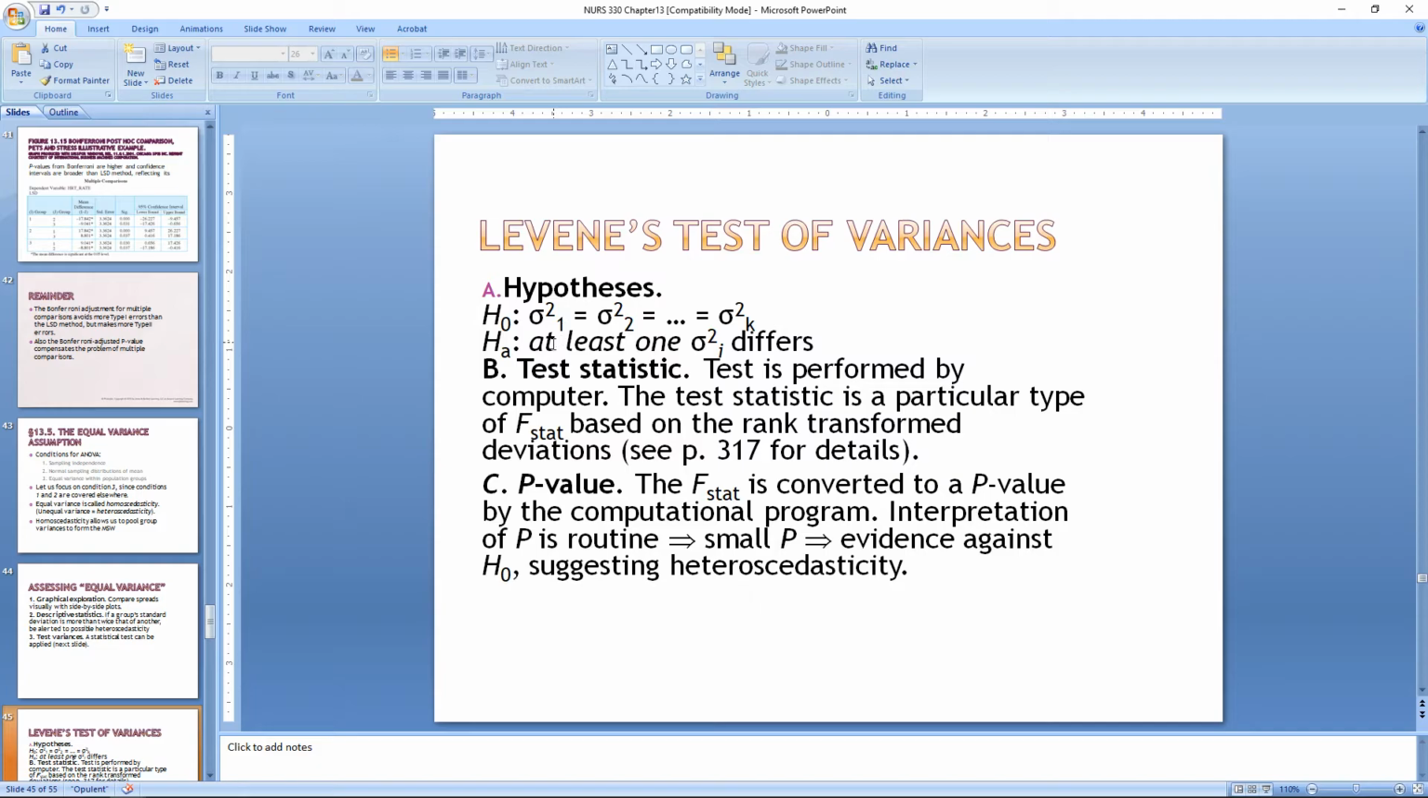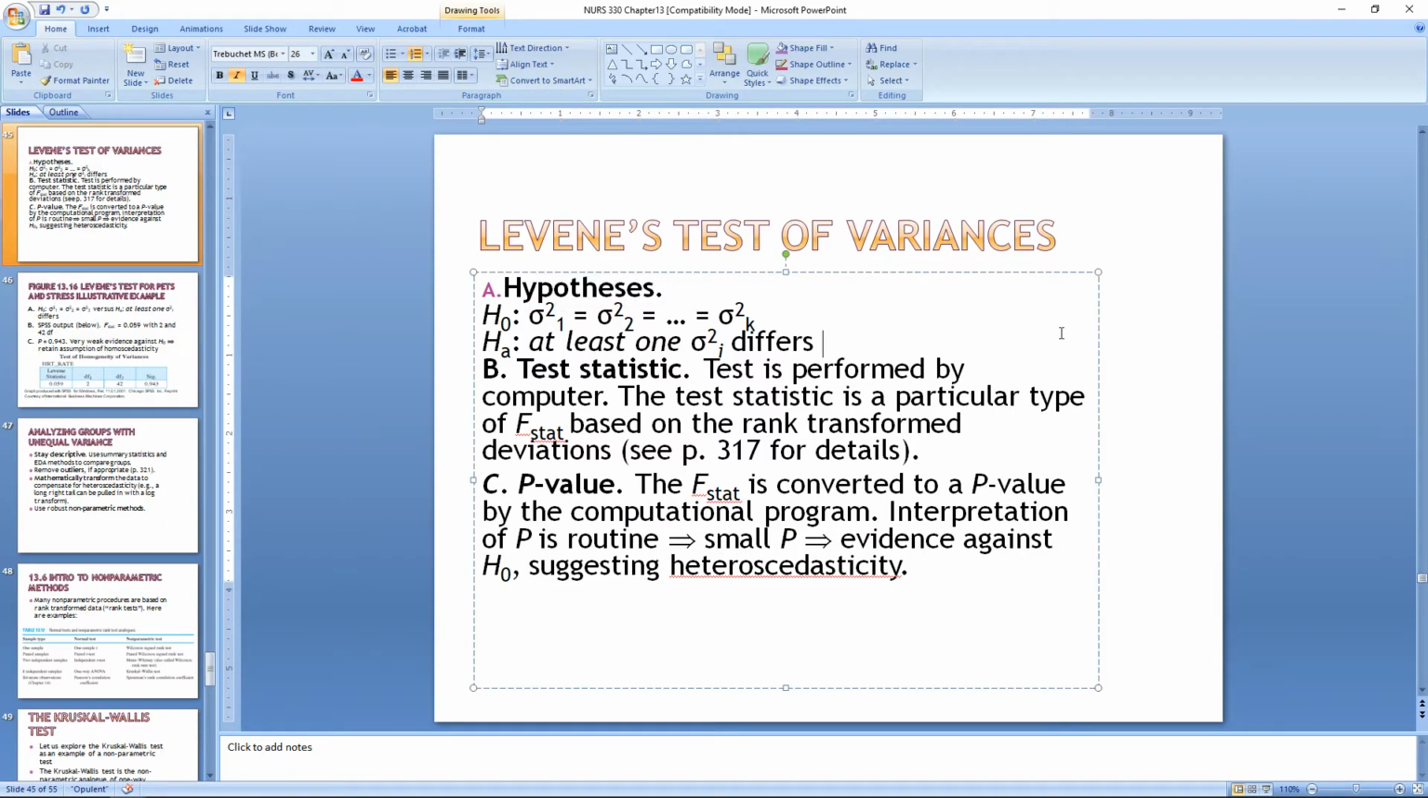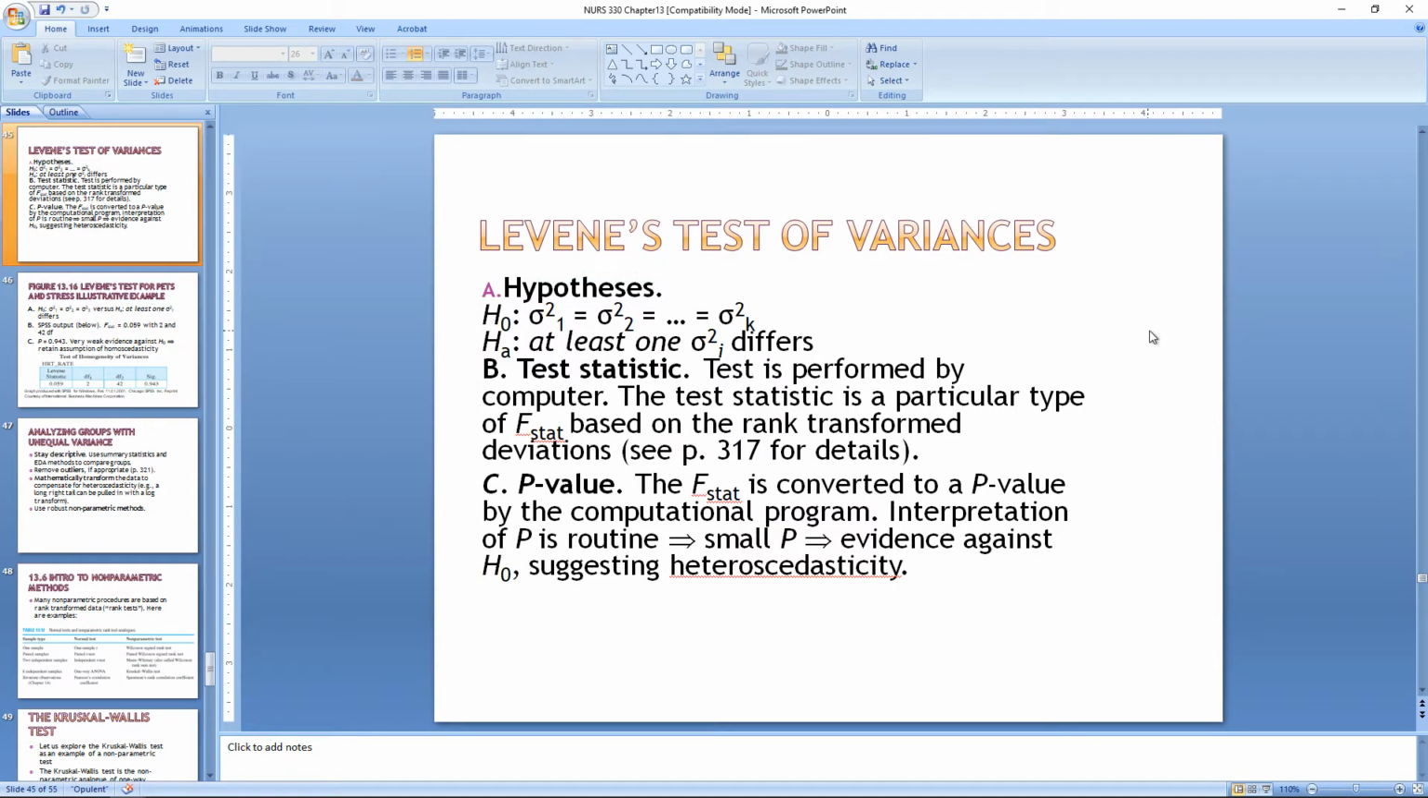So now we're testing the hypothesis of the sigma here instead of the mean. And our test statistic is performed by a computer. The test statistic is a particular type of F-stat based on the rank transformed absolute deviations. You can see page 317 for more details. The F-stat is converted to a p-value by the computer, and interpretation of p is routine. Small p, evidence against the null, suggests heteroscedasticity.